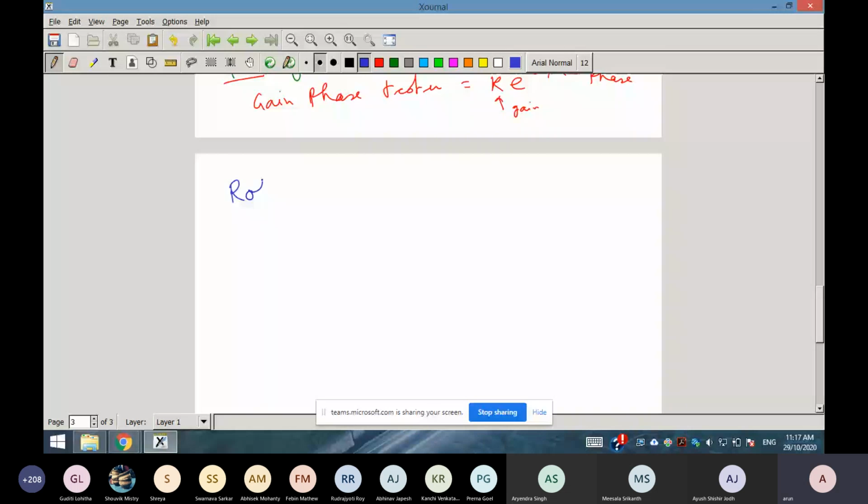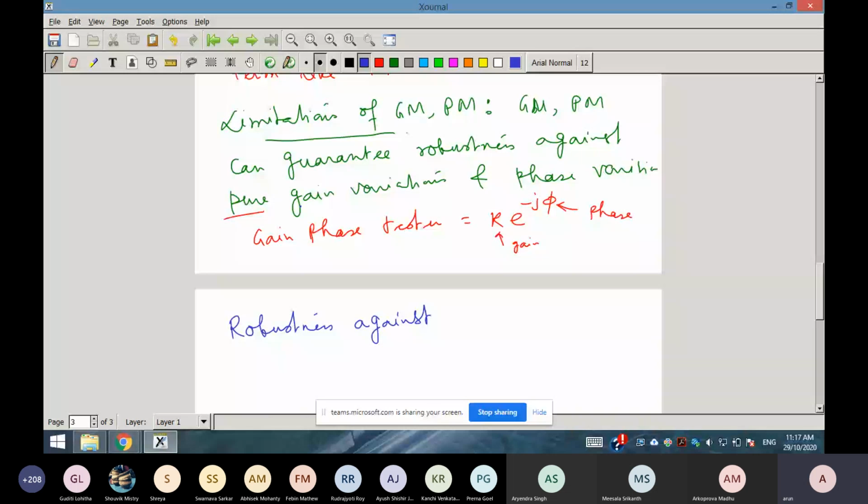Robustness. Yes. Sir, if we can guarantee robustness, then how can it be a limitation? No, here that is the limitation. Now, only pure gain variation. Robustness against only pure gain variation or pure phase variation. If there is any other parameter variation other than gain and phase, okay, suppose pole variation or zero variation. Okay. Got my point? So robustness against parameter variation.